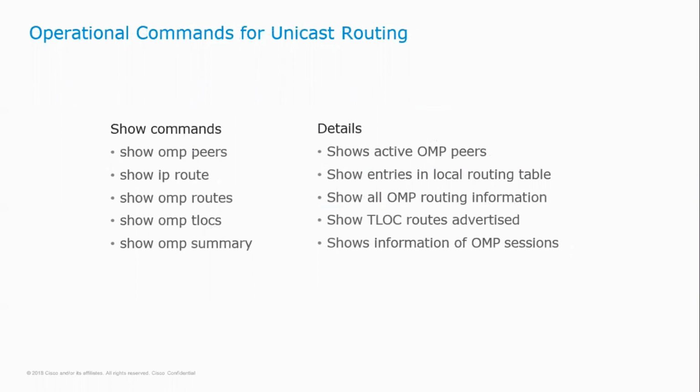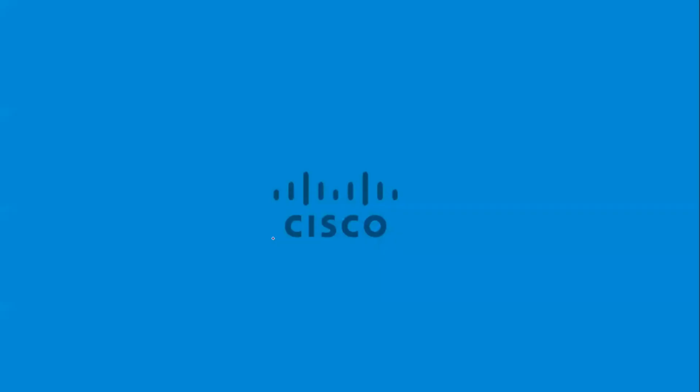Right, so optional commands for OMP routes: show ip omp peers, you can use to see all the OMP peers I have. Show ip routes, you can see all your local routing tables. Show omp routes, you can see the OMP routes. Show omp tlocs, you can see the TLOC routes. Show omp summary, you will see all the OMP sessions that have been established from this vEdge router to all your other vEdge routers or your vSmart. Okay, so these are some optional commands for unicast routing.